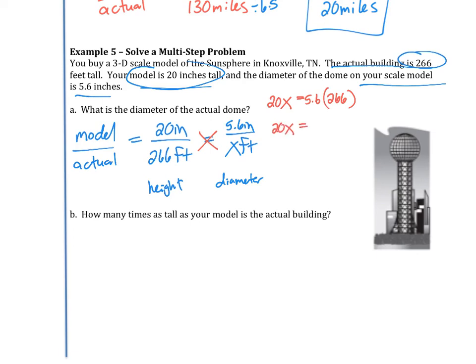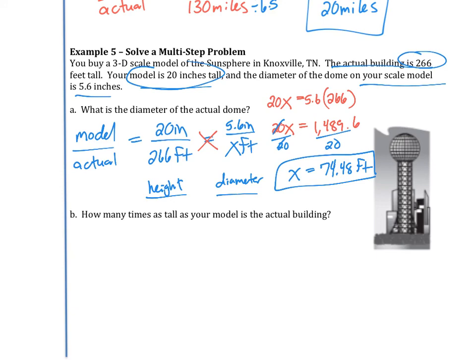5.6 times 266 is 1,489.6. And then we divide by 20. So x equals 1,489.6 divided by 20, which is 74.48 feet. So the actual diameter is 74.48 feet. Again, we took the model over actual height, and then we set it equal to the model over actual diameter of the dome. And then we cross multiply.